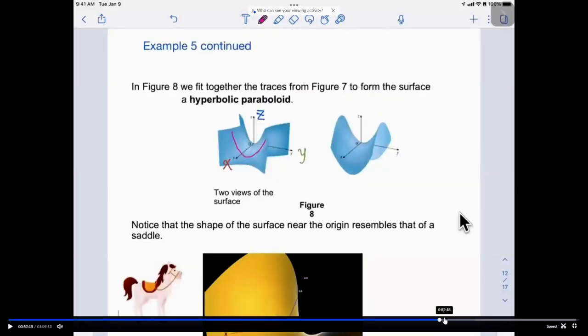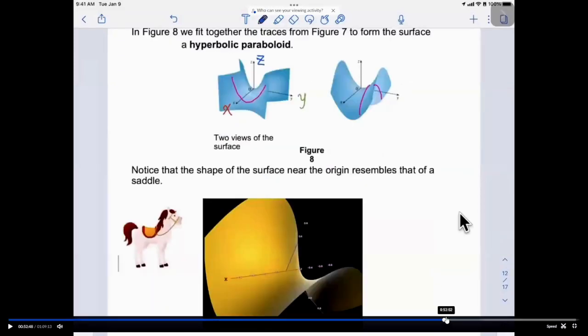Next time people see a shadow, say, oh, that's a hyperbolic paraboloid. Okay. All right.